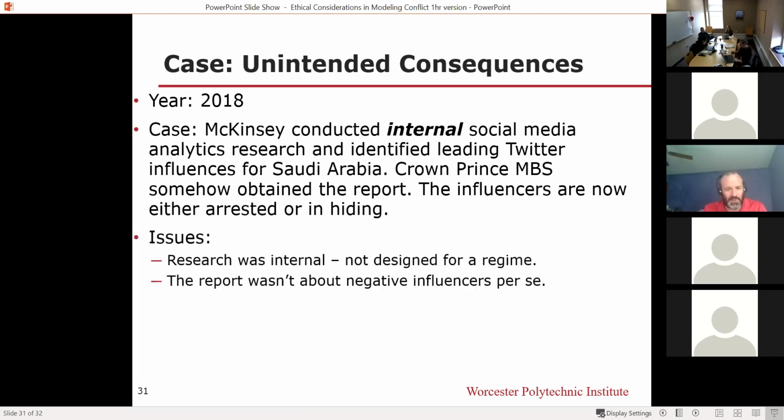The research was internal, right? At least according to McKinsey. It was never intended to be used in the way it was used, let alone intended to be outside the company. It was not designed for regimes. So the report wasn't about negative influencers.